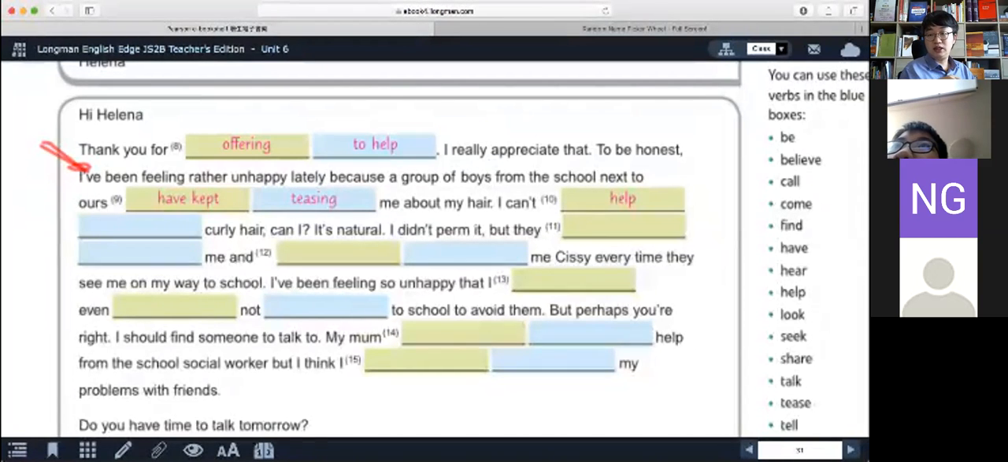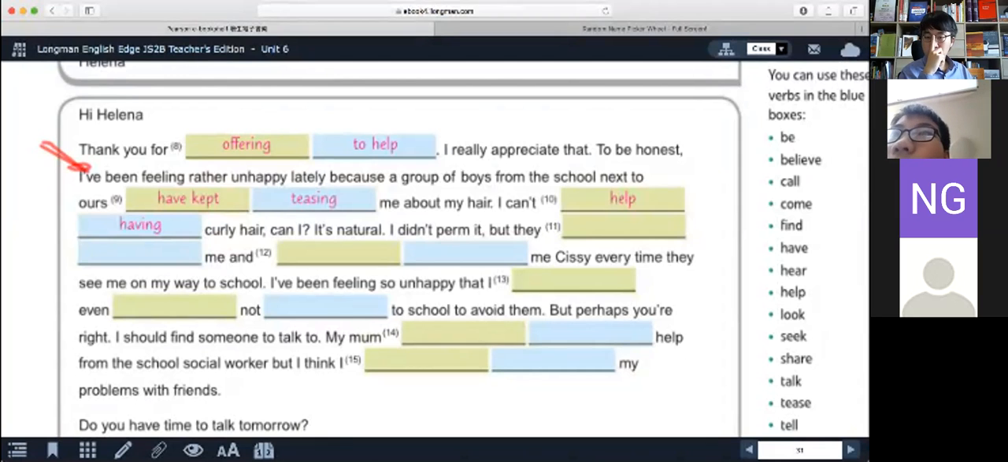Kept teasing. It means 持續地嘲笑, kept teasing. I have kept teasing me about my hair. And I can't help what? I can't help, after help, we have to use gerund. I can't help having curly hair. Can I? All right. This is more challenging.